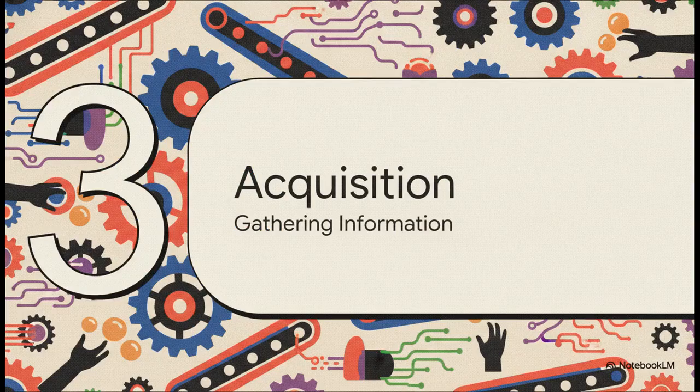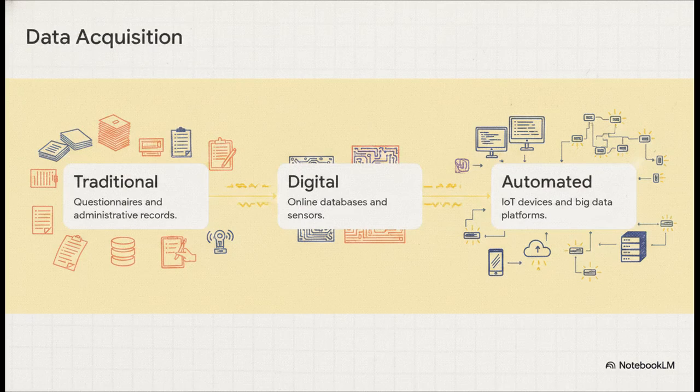Okay, on to part three, acquisition, gathering information. Acquisition is really all about the how, the systematic gathering of information. And it's honestly fascinating to trace how this has evolved over time. We started out with traditional systems, physically handing out questionnaires or filing administrative records in those huge clunky cabinets. Then, we leveled up to digital systems, deploying online databases and sensors to gather information way more efficiently.